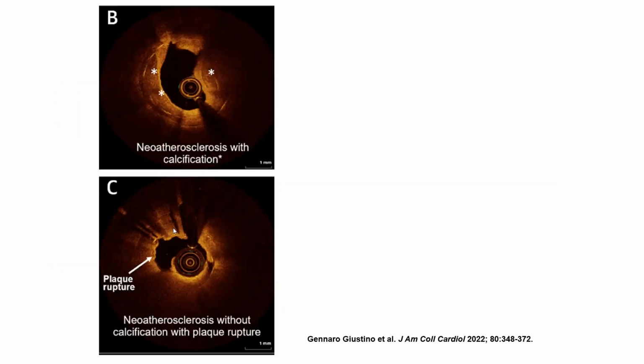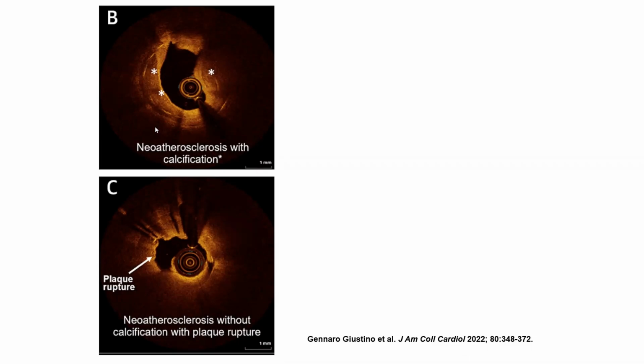Again, this is neoatherosclerosis, a lot of lipid. Look how much shadowing and loose edges you have, dark plaque. And you can see a thin cap here. And you have a plaque rupture somewhat here. So this is a plaque rupture of neoatherosclerosis.